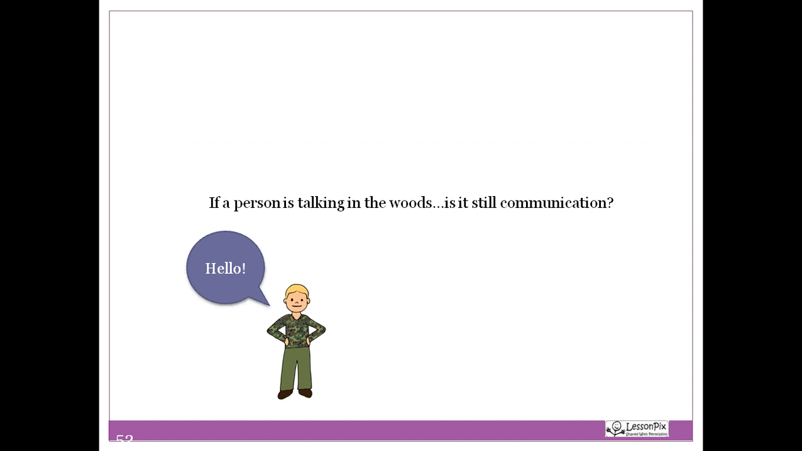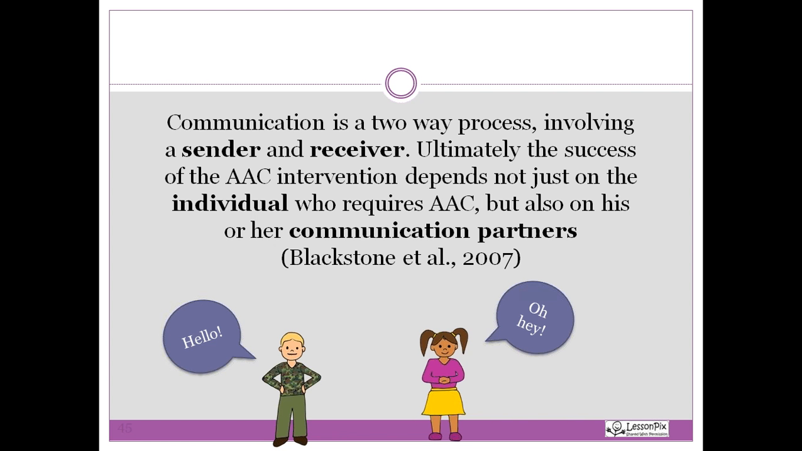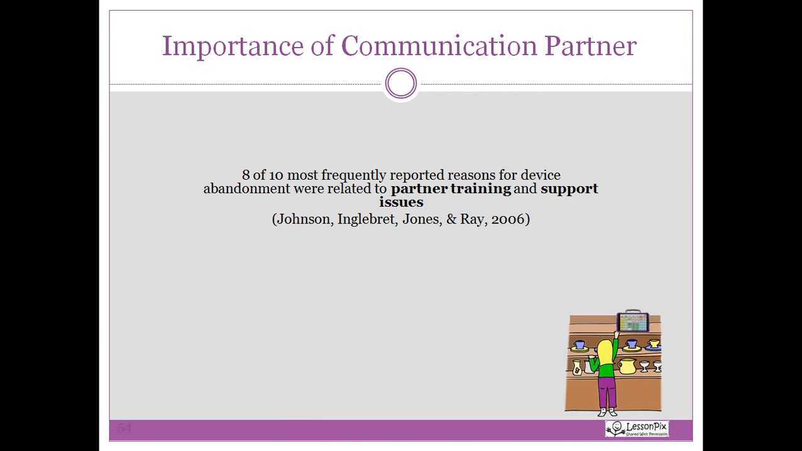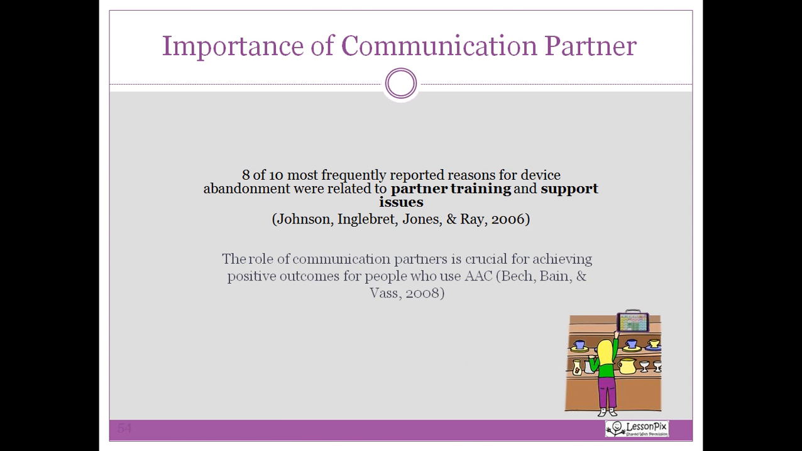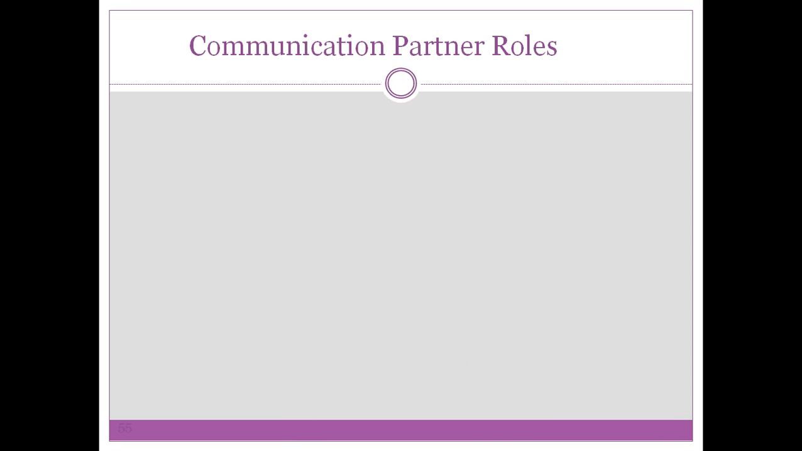So, okay, if a tree falls in the woods, does it still make a sound? Of course it does. Now, if a person is talking in the woods, are they communicating? They're not communicating, right? It's making sounds, but they're not communicating. So communication is a two-way process. You have to have a sender and a receiver. And the AAC intervention, you can't rely it all just on the individual, right? You can't just give them a device and then, oh, good, now we got him fixed. We'll go on to the next one. So it's the communication partners that have a lot to do with that.